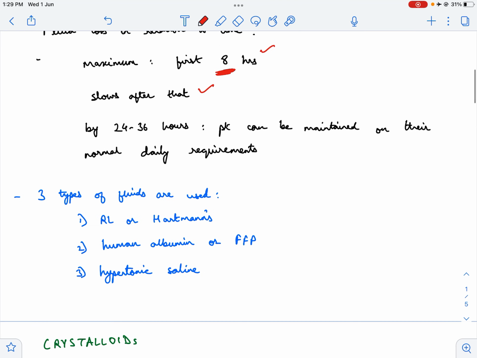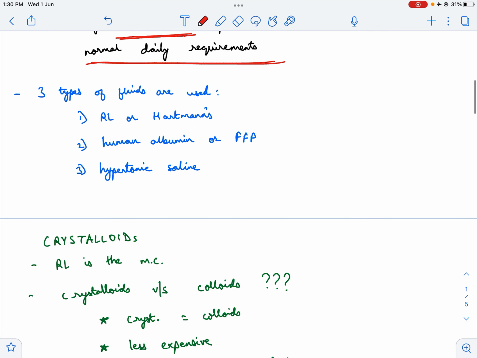And supposing if all is well, if the patient's vitals are being maintained, if he has not suffered any other injury, if he has not suffered a very high percentage of burns, then by 24 to 36 hours, you can start maintaining the patient on their normal daily requirements. Okay, so now what fluids do you give? So first you can give crystalloids.